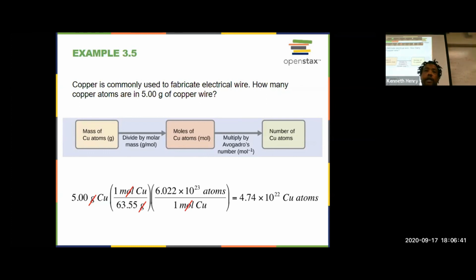So if I wanted to calculate the number of, let's say we have 8.50 grams of neon, and we want to know the number of neon molecules, or neon atoms.